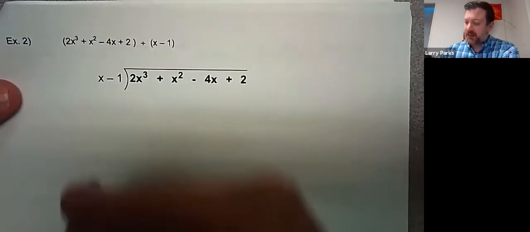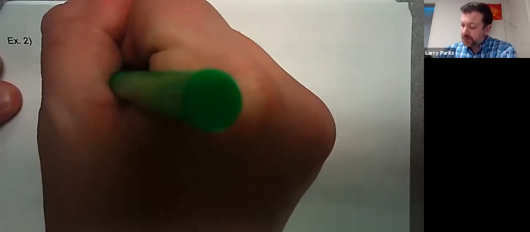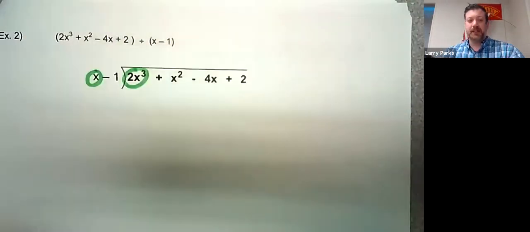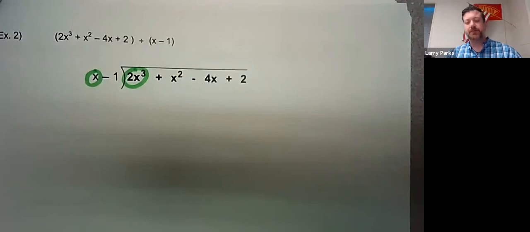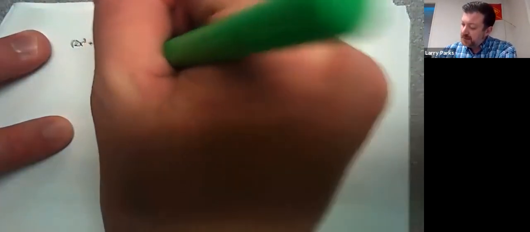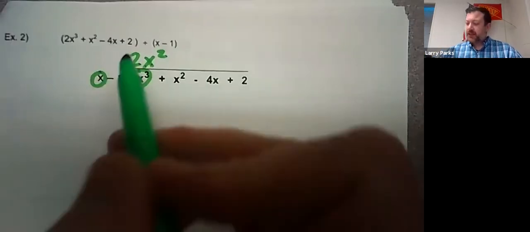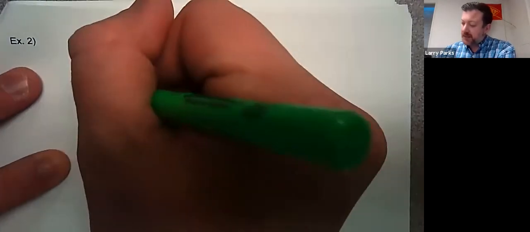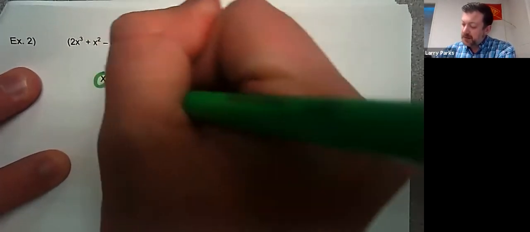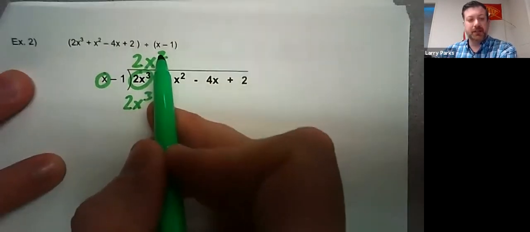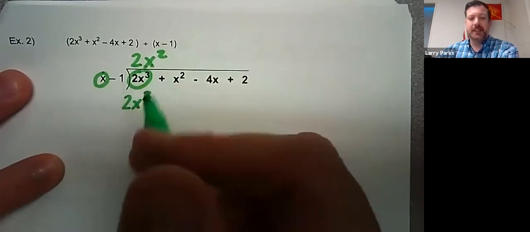So I'm going to ask first, x times what is 2x cubed? That'd be 2x squared. I then take 2x squared times x. That's 2x cubed. I take 2x squared times -1. That's -2x squared.